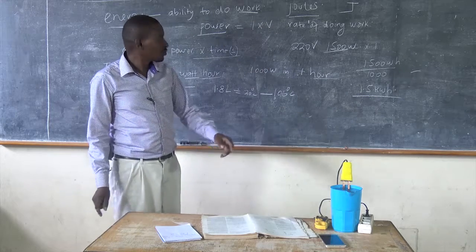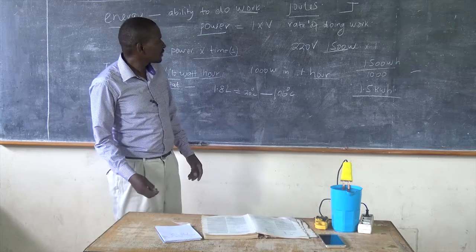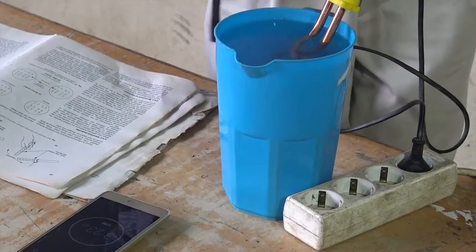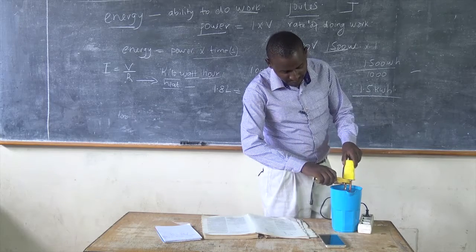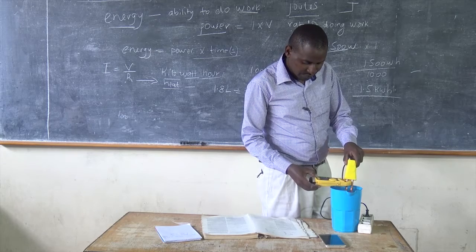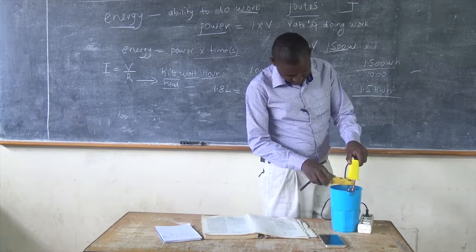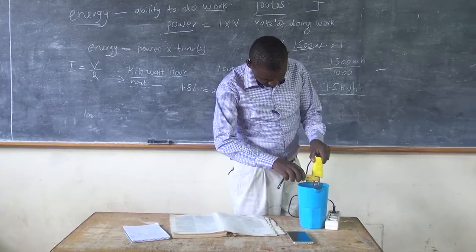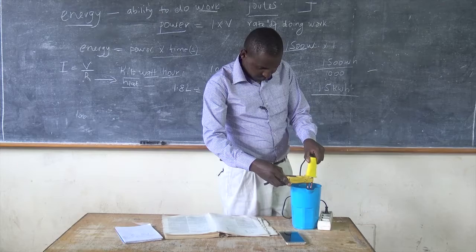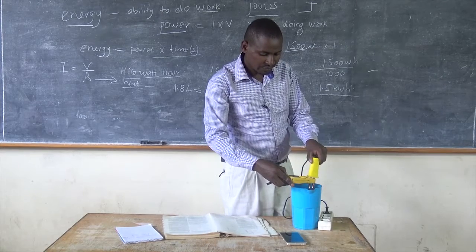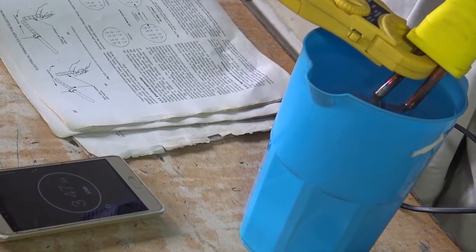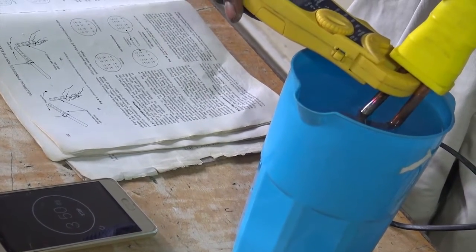From what we had seen earlier, we had seen that our ammeter was... Can we check again so that when we are doing our calculation, we can be more accurate? So the current is 5.33 amperes.